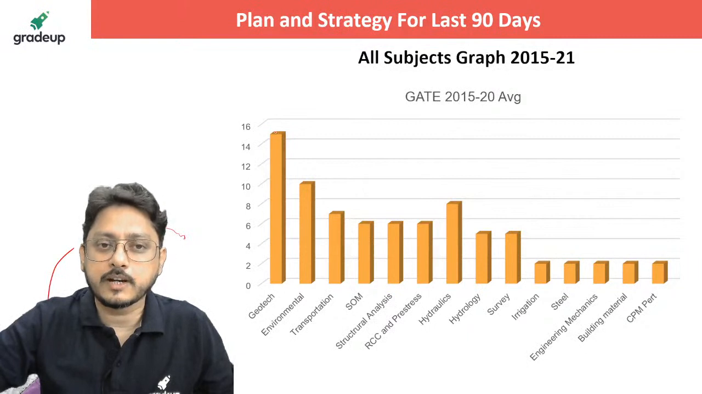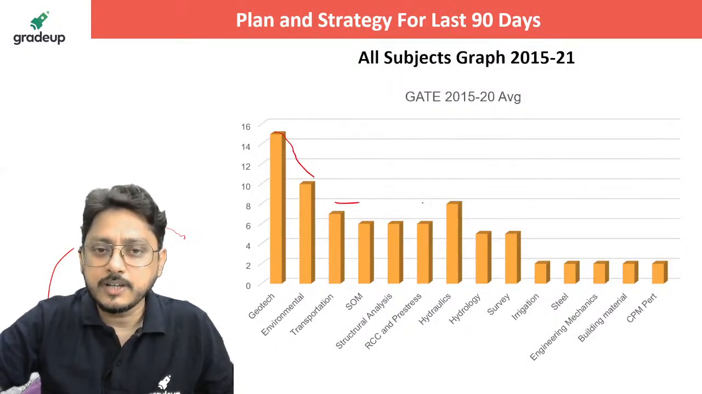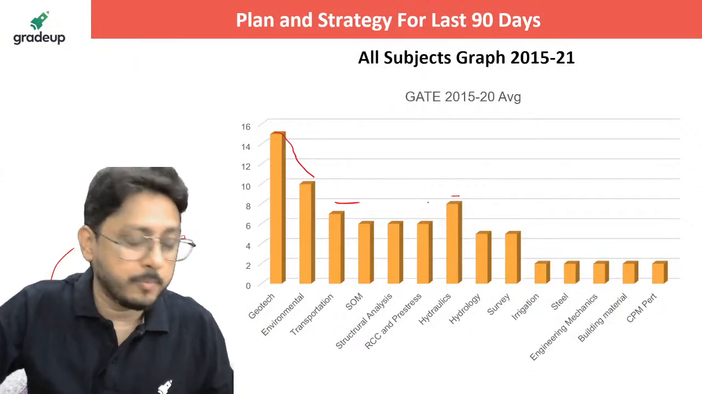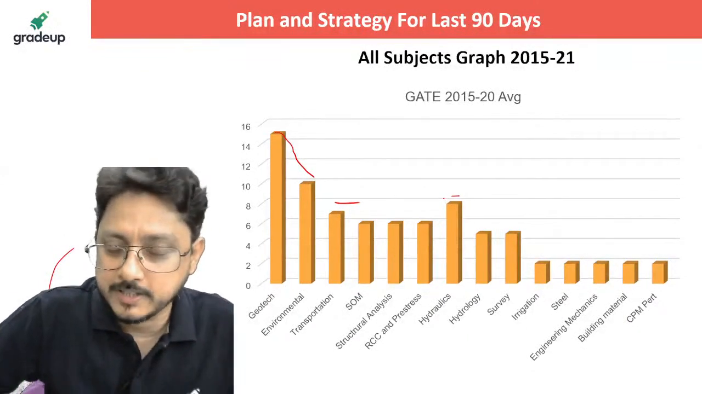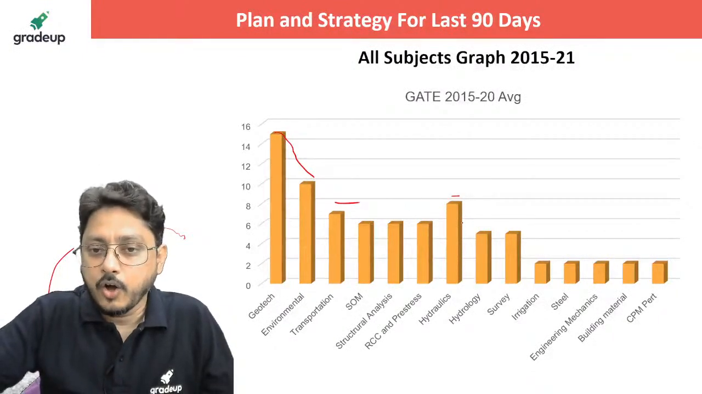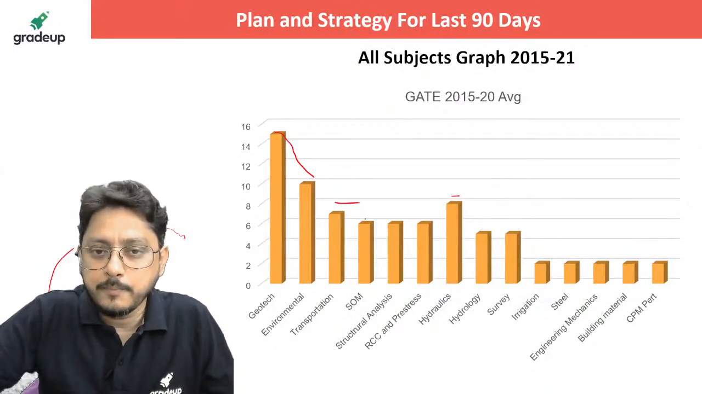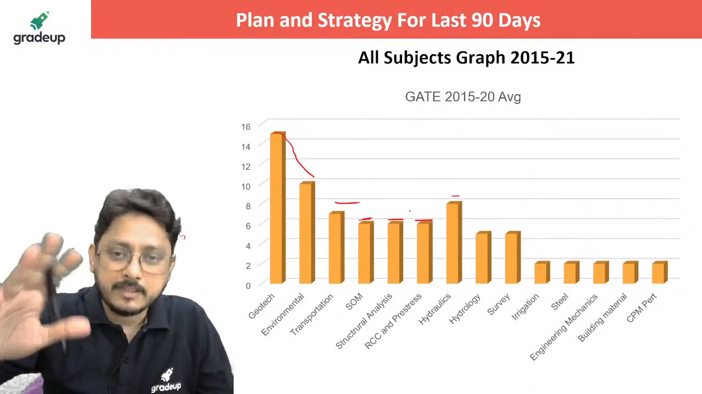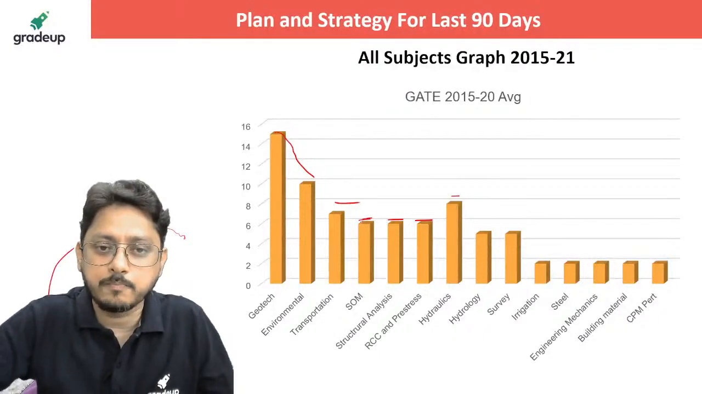Most of the questions are coming from geotech, then environment, then transportation. Lesser than that, but hydraulics is more, because it has OCF and the volume is too much here. But along with that, in SOM you are not getting that many questions. So SOM, structural analysis and RCC, they are asking almost equal marks.